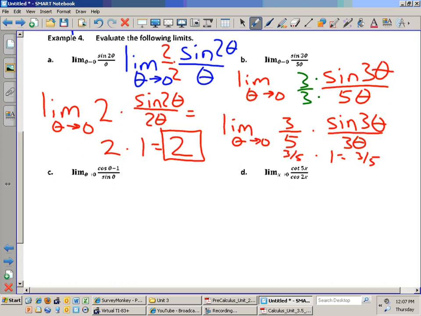Let me try once more. We had this original one. We want a 3 down here, so I multiply by 3 over 3. Then I just switch the 5 and the 3. I maintain my property of equality through multiplication. So now instead of a 3/3, I have a 3/5. Instead of a 3/5, I have a 3/3.